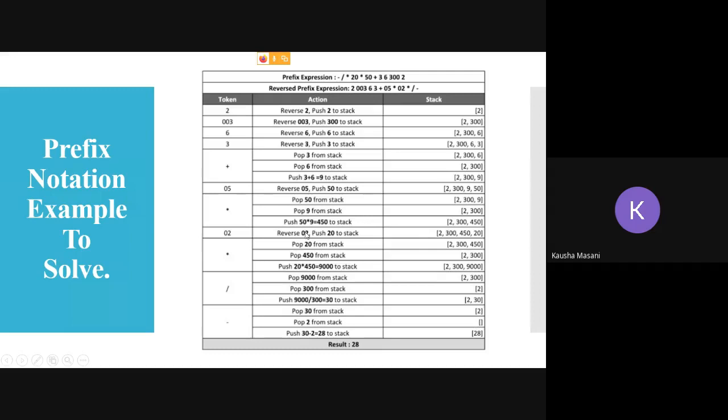Then 02. Reverse 002, so it is 20. So 20 is pushed into the stack. Then it is star. So pop out the topmost 2 values from your stack. So it is 20 and 450. So 20 into 450, that is 9,000. So 9,000 goes back into the stack. Then it is 9,000 and 300, because the divide sign is there. Operator. So you are popping out the topmost 2 values. So 9,000 divided by 300, that is 30. So 30 is back into the stack.